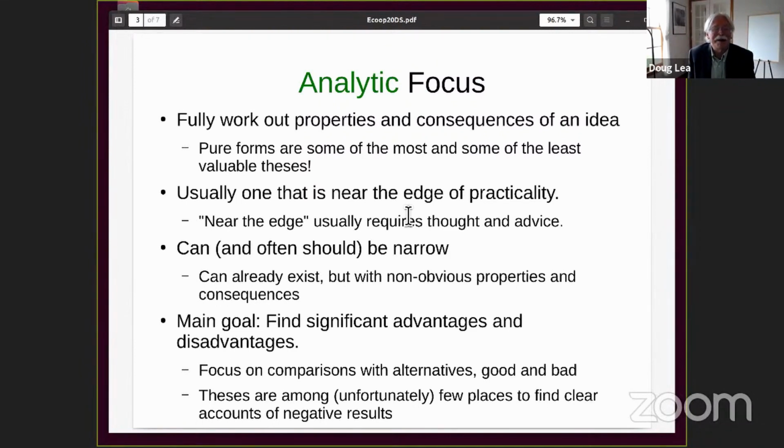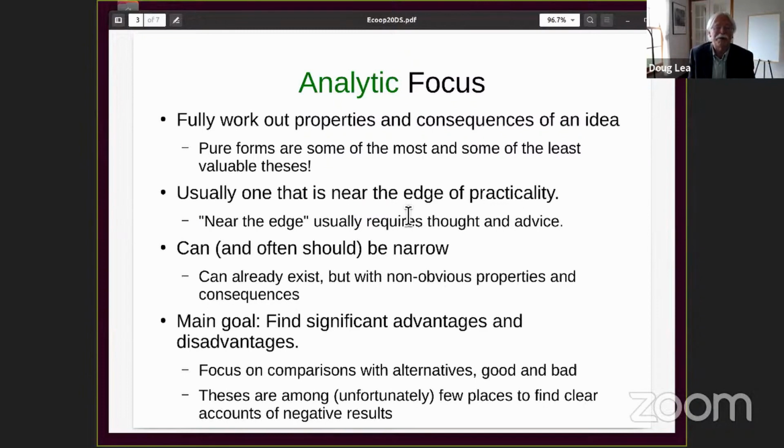And the main goal is to inform the reader, saying, well, we now know some positive and negative properties. And the negative properties are among the things you can do in a thesis that you cannot get away with in real life very often.